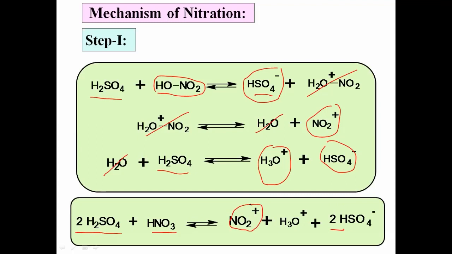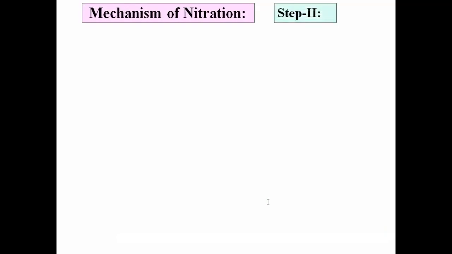This is the main intermediate formed during that reaction, and that nitronium ion, having positive charge, acts as an electrophile. It acts as an electrophile. Okay, thus in the first step of the nitration reaction, sulfuric acid reacts with the nitric acid. There is formation of NO2 plus. There is formation of a positively charged ion. Means we get the electrophile. Okay, formation of the electrophile is the first step. Now let us see the second step.